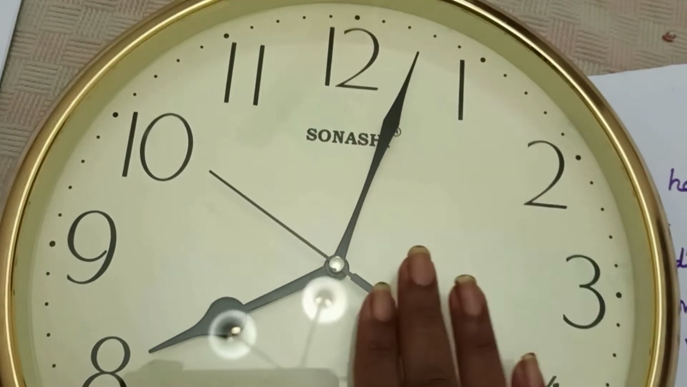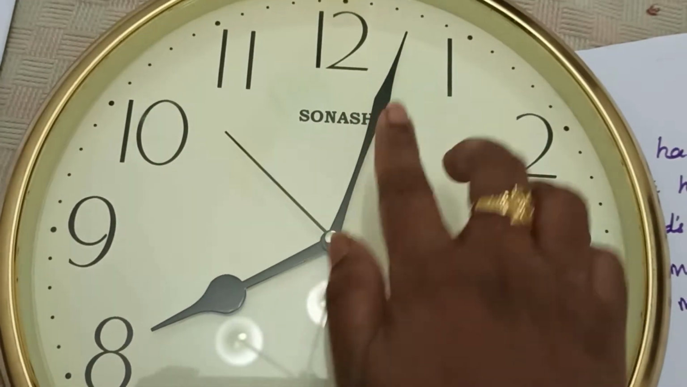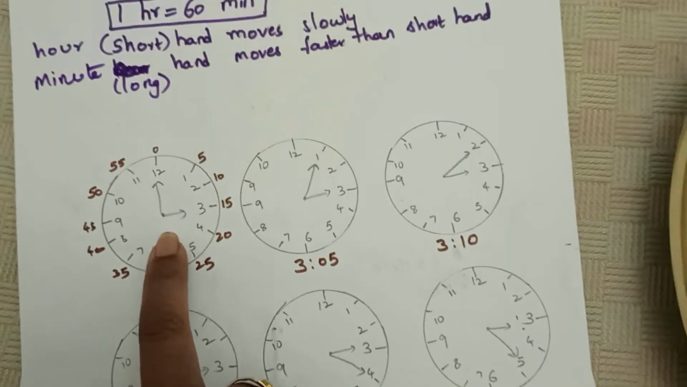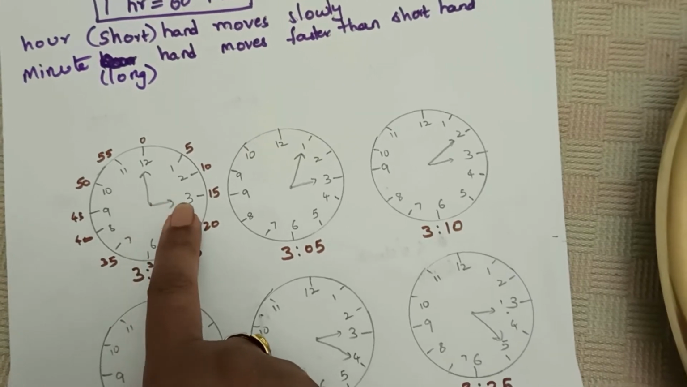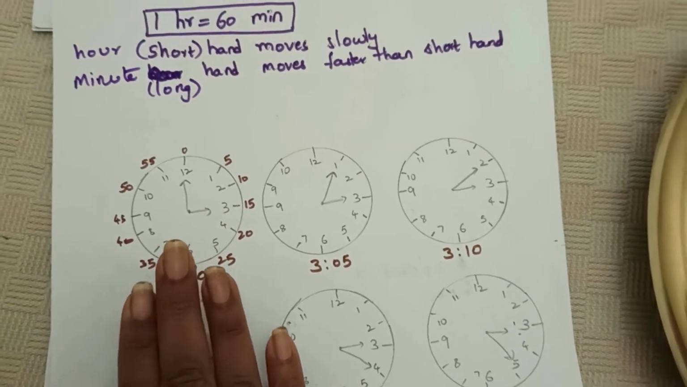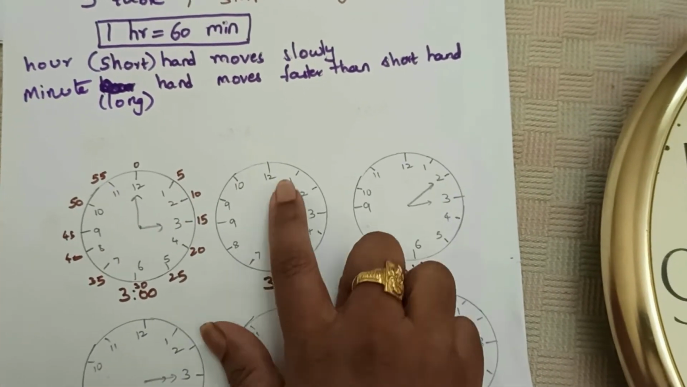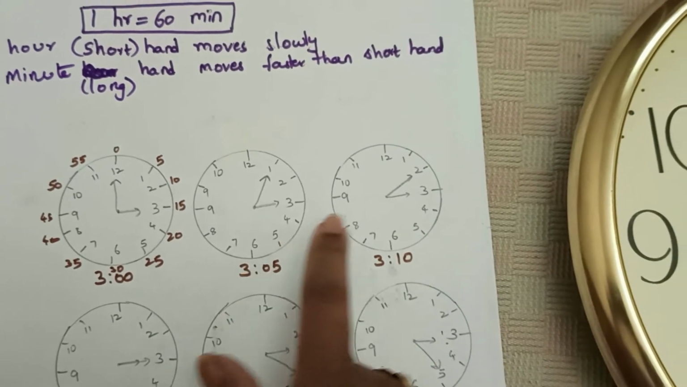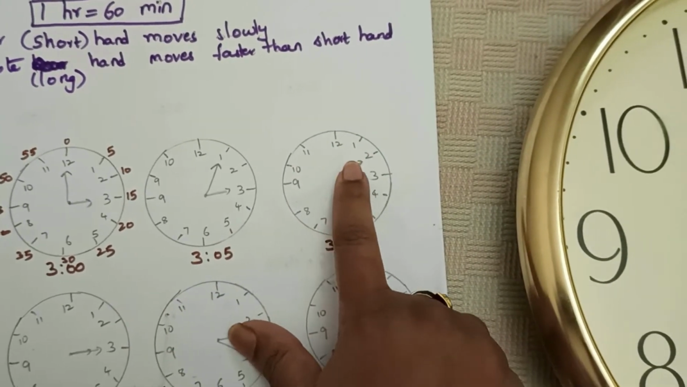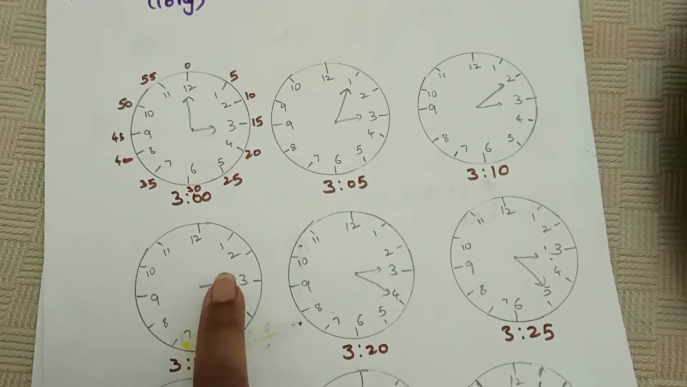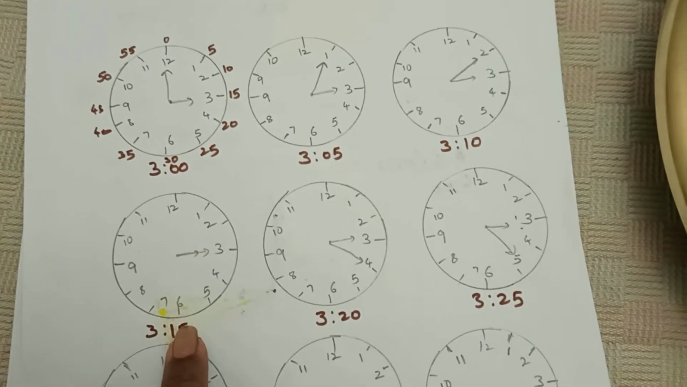Now I'll explain how the minute hand moves in 1 hour. In this figure, my minute hand is on 12 and my hour hand is on 3. That means my current time is 3. After 5 minutes, when my minute hand moves to point to the 1, that means the time is 3:05. After that, the minute hand moves to 2. The time is 3:10. Here, the minute hand comes to 3, which means the time is 3:15.